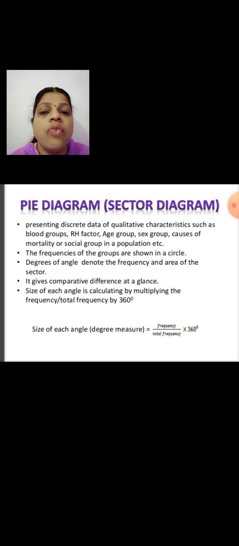So here, various frequencies of the different variables have been converted into what? Yes, angles. And through the various degrees of angles, we represent the different frequencies also. And next, we have to understand how to find the angles.